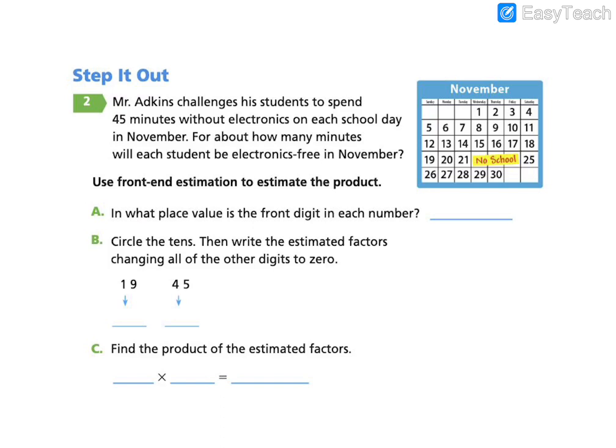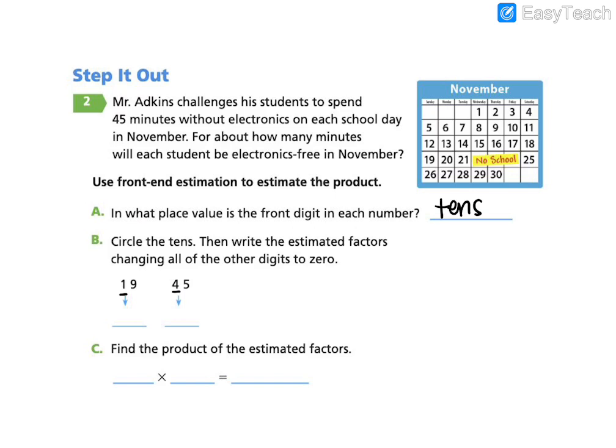Mr. Adkins challenges his students to spend 45 minutes without electronics on each school day in November. For about how many minutes will each student be electronics free in November? All right, so we need to use front-end estimation to estimate the product. Letter A asks us, in what place value is the front digit in each number? Okay, so the front digit, the first digit, the greatest digit, is in the tens place.